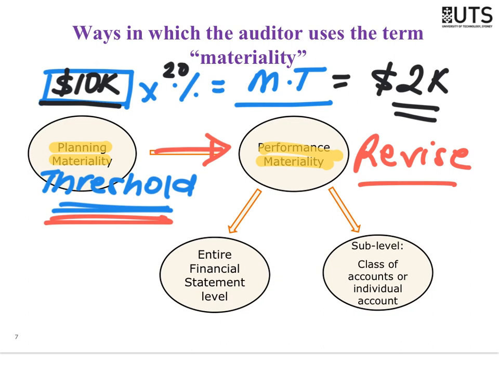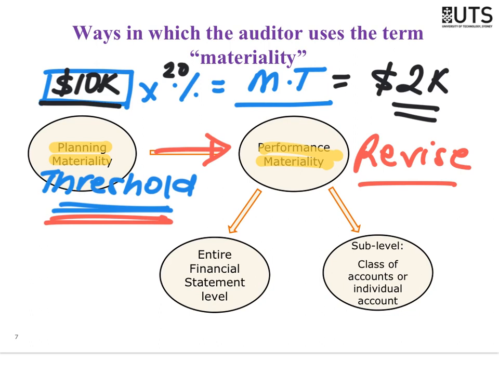So planning materiality is at the very beginning, again, planning stage, hence the name. Once we go ahead and we start doing our processing and our testing, if we feel that we need to revise it, that's when it becomes a performance materiality number, okay? Again, same premise. We're still using it in the same way. It's just a revised number.